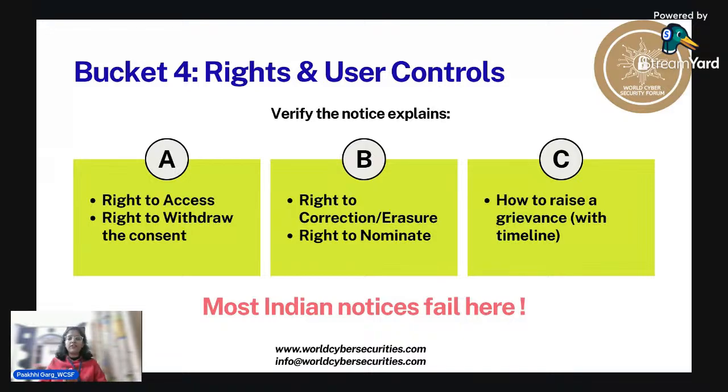Then we have bucket 4, rights and user control. Verify that the notice explains the right to access, the right to withdraw consent, the right to correction or erasure, the right to nominate, and how to raise a grievance, which means ultimately all the rights which the DPDP or any other privacy law gives us.